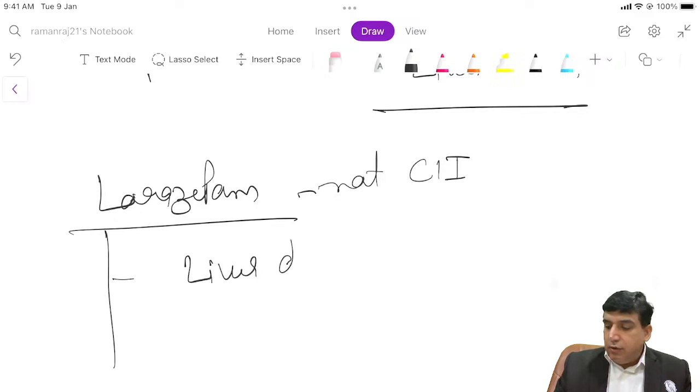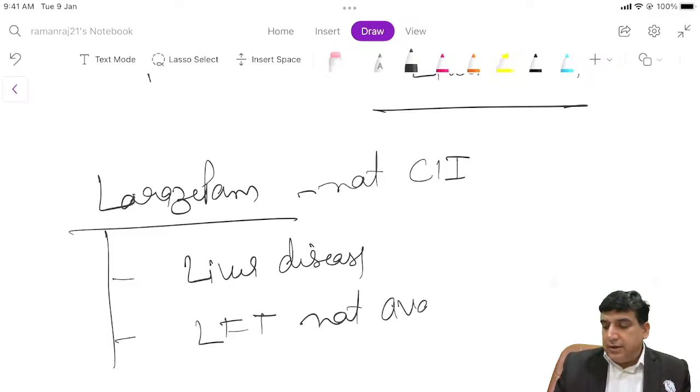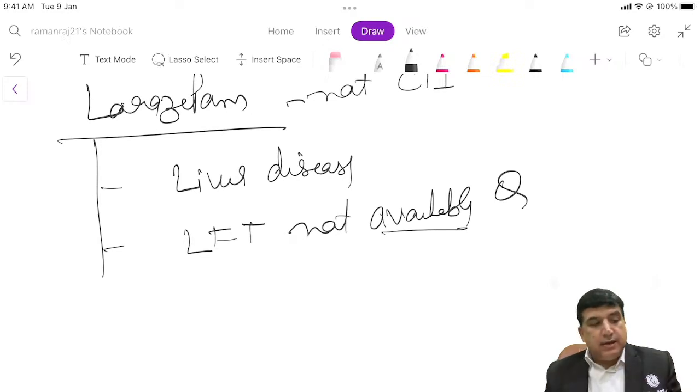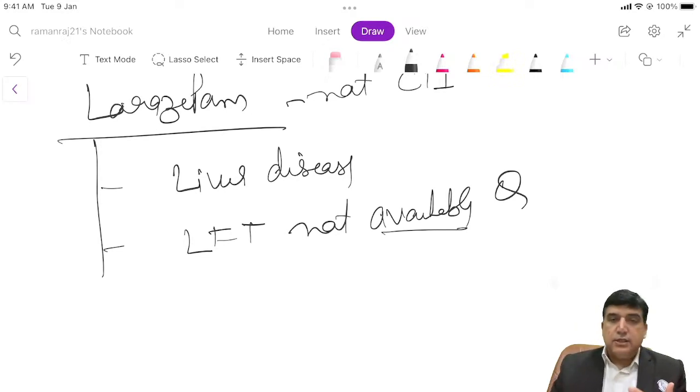So please remember, lorazepam we use in two situations: either the person is having a liver disease, then we go for lorazepam because it is safe in liver disease, and number two, the liver function test is not available. So patient came to us, we are sitting in a setting where the LFT is not available or the person is having a liver disease. In these two cases, you go for lorazepam. Lorazepam is short acting, but it is not contraindicated in liver disease.